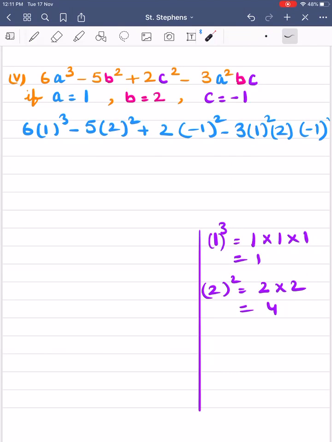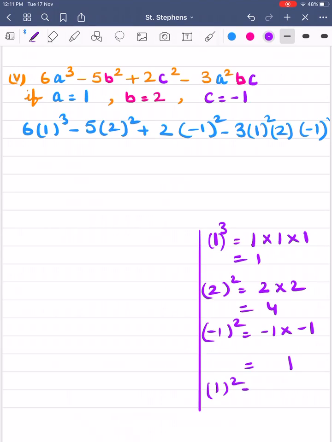Now we have minus 1 raised to power 2. So it means we have to multiply minus 1 2 times. Now multiply 1 by 1, ignoring sign, we have 1. Now here minus sign occurs even number of times. So our answer is positive, plus 1. Now let's find out 1 raised to power 2. So here we have 1 into 1, which is equal to 1.